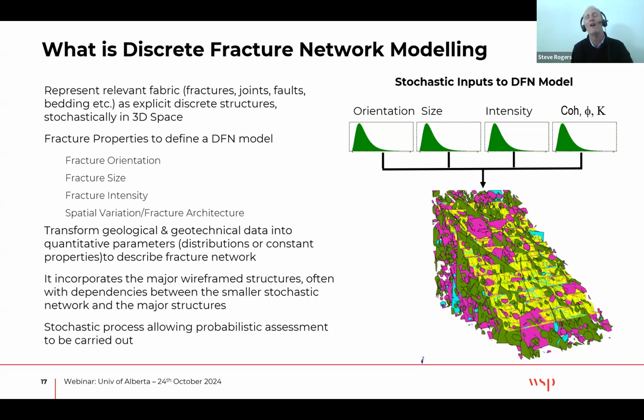Should also stress the point above, we usually and typically include the wireframe structure. So we're almost infilling the part of the model with structures that we know are there. We just haven't wireframed them, but we believe they're important enough.